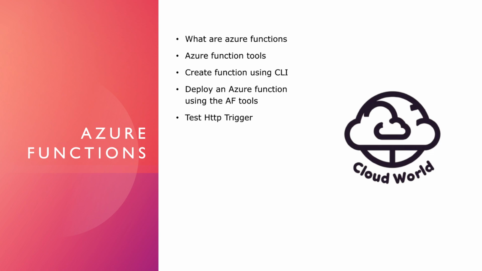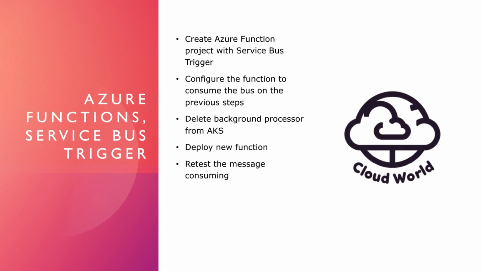After that, we are going to be making the initial steps to work with Azure Functions. We are going to explore the Azure Functions tools that we have available, and we are also going to be creating the Azure Function definition into the CLI. After that, we are going to be deploying a very basic Azure function using also the Azure Functions tools, which is going to be an HTTP trigger, and we are going to make some testing of it.